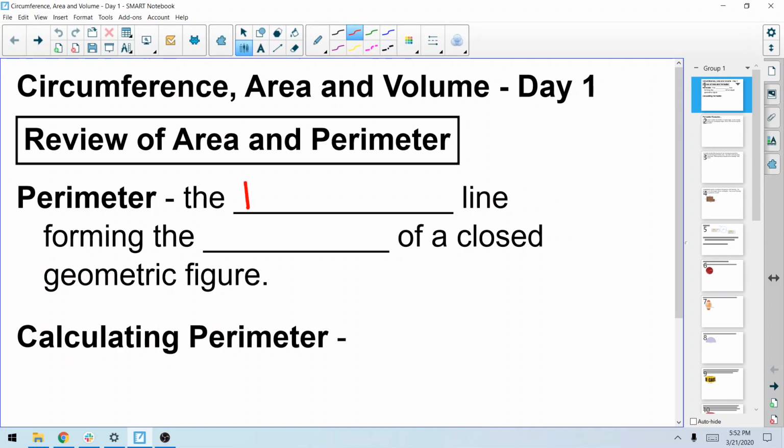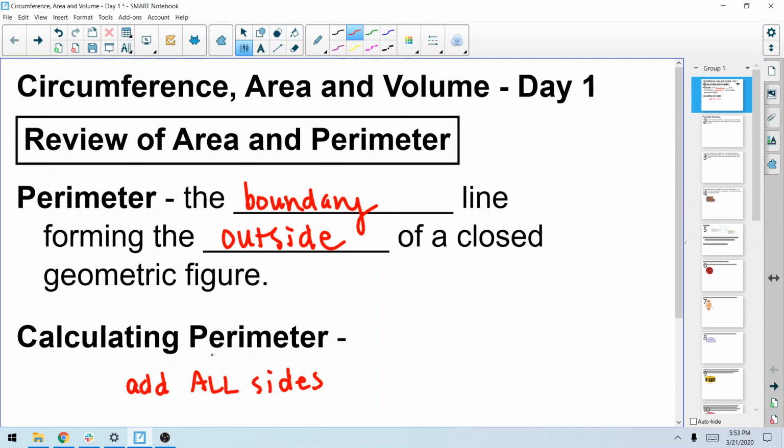Perimeter is the boundary line forming the outside of a closed geometric figure. It's just the distance around the outside of a figure. Calculating perimeter, add all sides. If it's a rectangle, it has 4 sides, you add 4 sides. If it's a pentagon, it has 5 sides, you add 5 sides. Depending on whatever shape you're talking about, add up all of the sides.